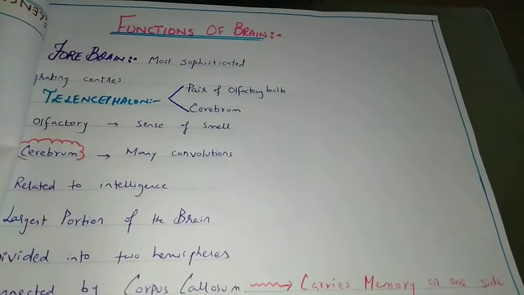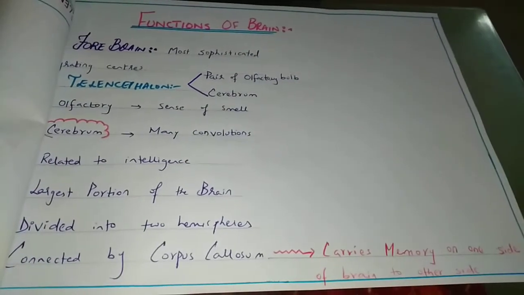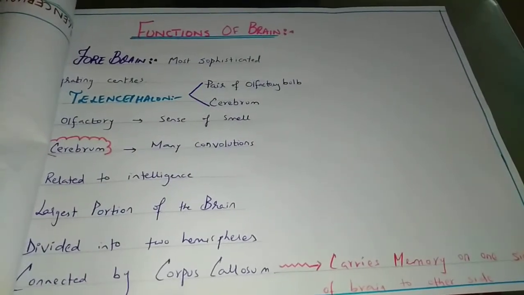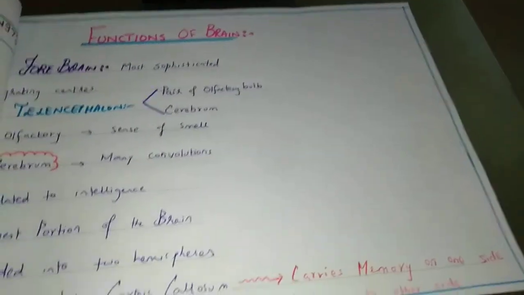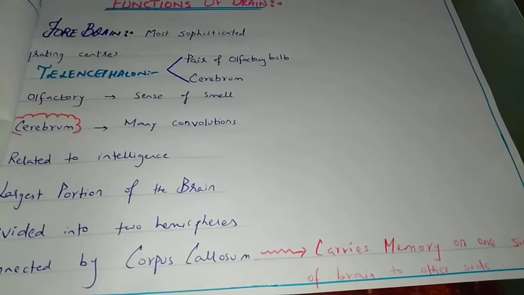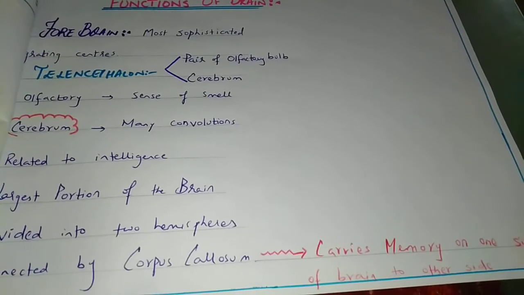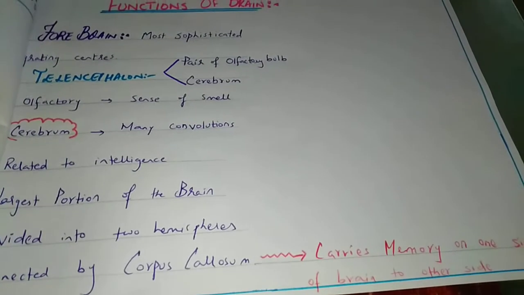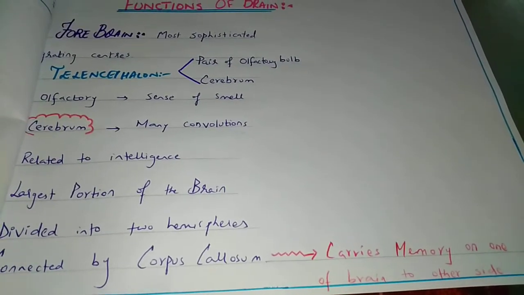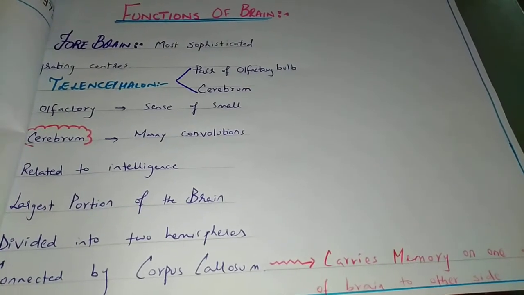The cerebrum is divided into two cerebral hemispheres. There is a nerve fiber which is called the corpus callosum. These are nerve fibers. They act as a bridge, and they carry the memory from one side and give the memory to the other side. I have shared the video related to the corpus callosum.